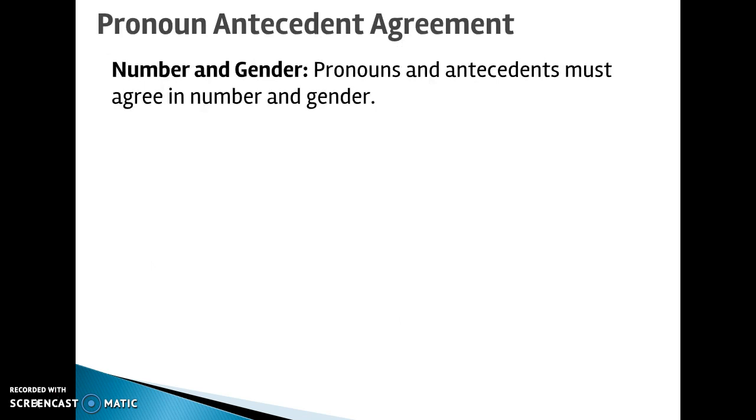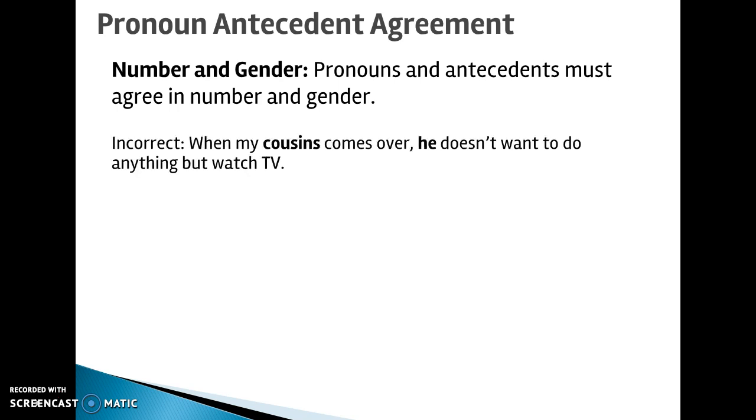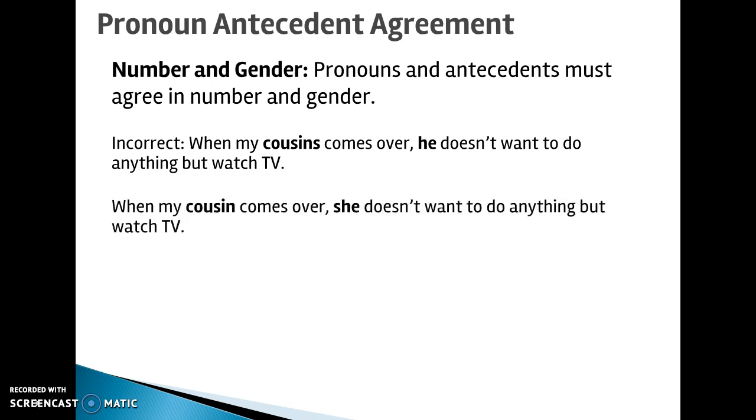When it comes to number and gender, pronouns and antecedents must agree in both number and gender. So, for example, you can't say when my cousins come over, he doesn't want to do anything but watch TV. Cousins are plural and he is singular, so we don't have an agreement in number. You could say when my cousin comes over, she doesn't want to do anything but watch TV.